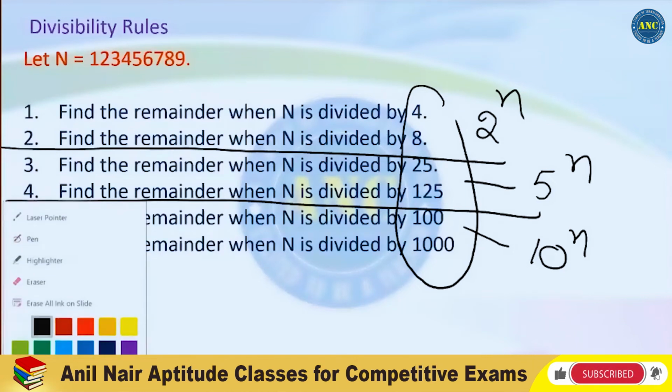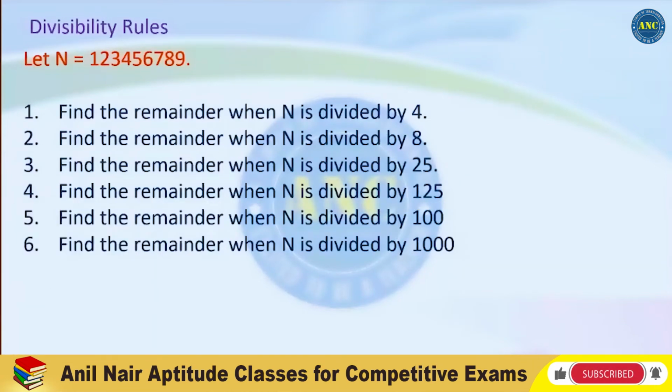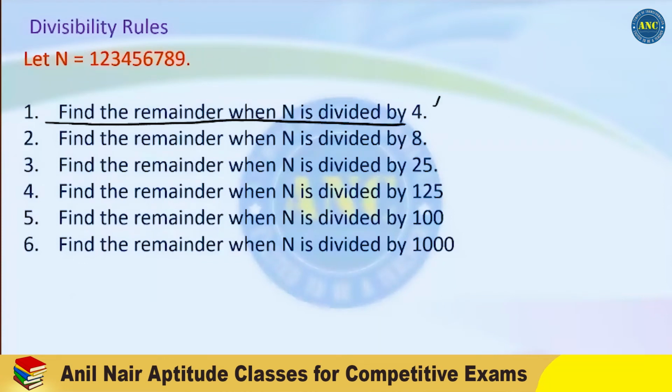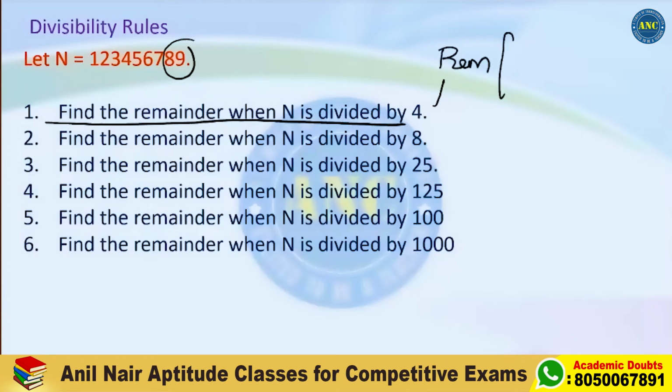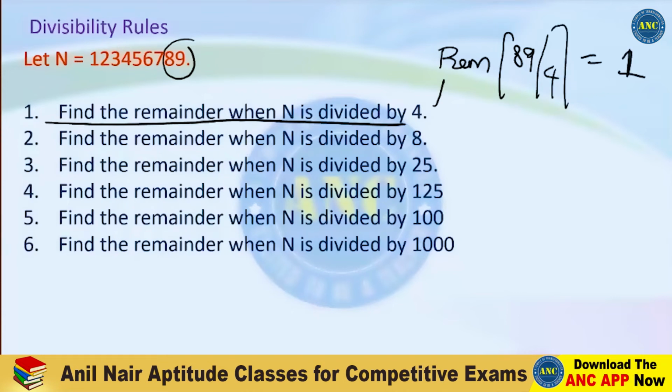Question 1. Find the remainder when a number is divided by 4. What is the divisibility rule for 4? Last 2 digits should be divisible by 4. Last 2 digits is 89. 89 when divided by 4, 4 22s are 88. What is the remainder? 1. Question 1 answer is 1.